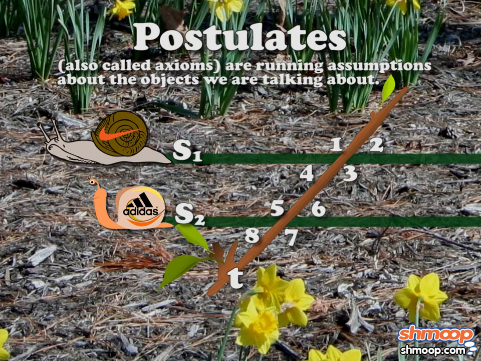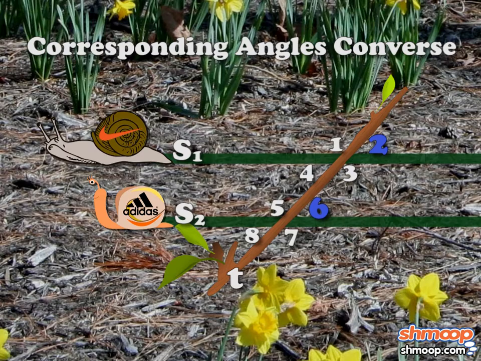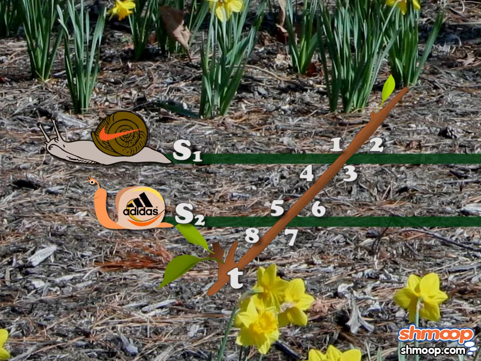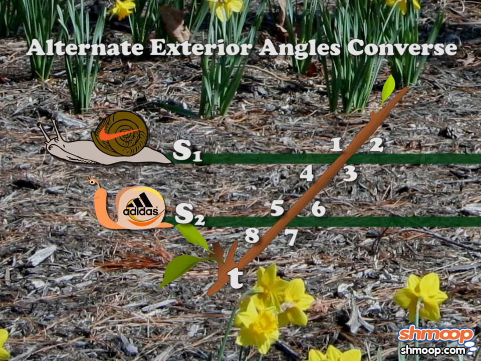The first postulate we can use to determine whether two lines are parallel is the corresponding angles converse. Remember that corresponding angles refer to angles such as 2 and 6 or 3 and 7, as you see here, which states that if two lines are cut by a transversal so that corresponding angles are congruent, then the lines are parallel. Check, baby.